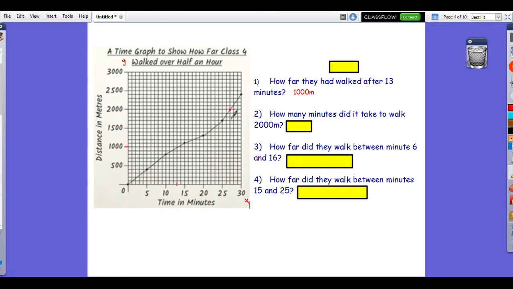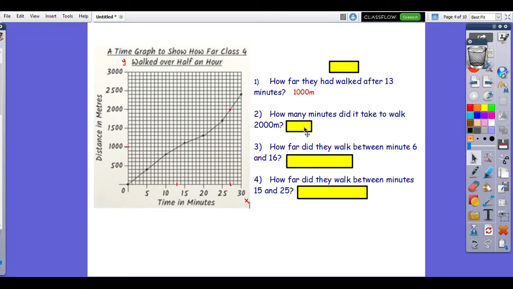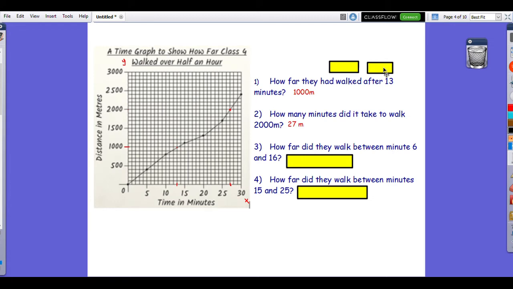Okay, now I know where it hits the graph, I can follow this line down. Again, use your ruler to help you, and you'll be able to see at the bottom here how many minutes. Well, it's there. This is 25 minutes and this is 30 minutes, so I need to count carefully. 25, 26, 27 minutes was the correct answer there.